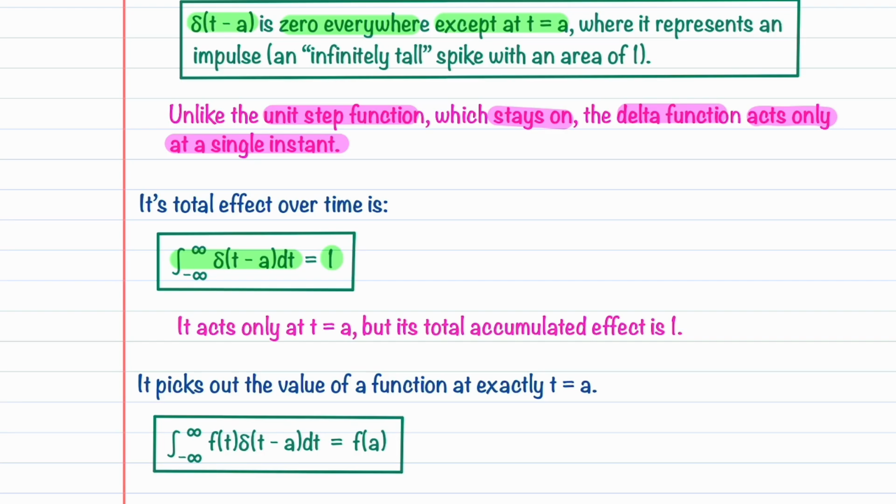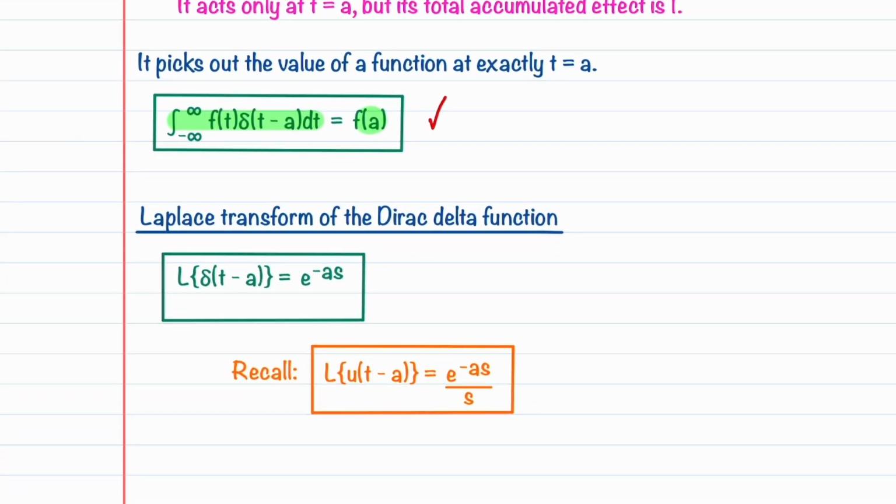The delta function also has this remarkable shifting property. It picks out the value of a function at exactly t is equal to a. Using the shifting property, the Laplace transform of the delta function turns out to be equal to e to the minus as. Unlike the Laplace transform of the unit step function, there is no 1 over s in the denominator. That's because the delta function acts instantaneously.